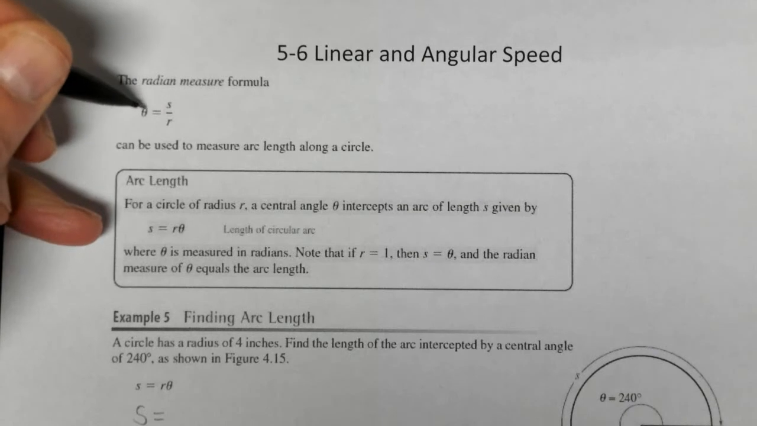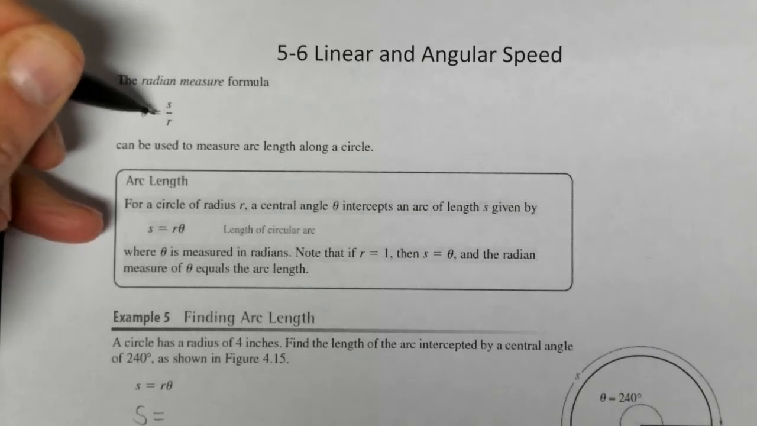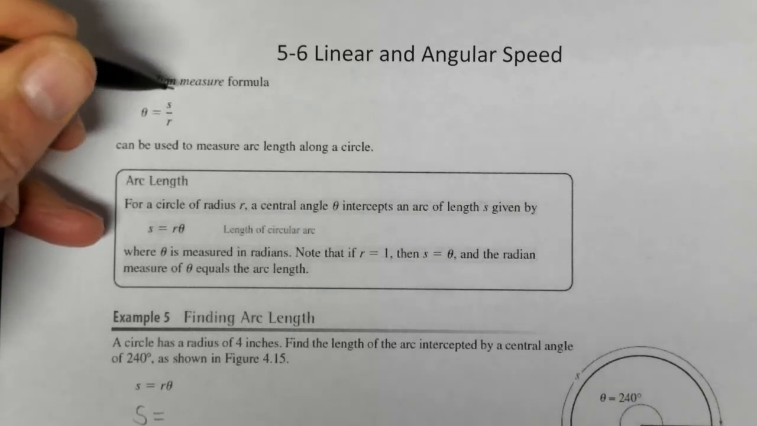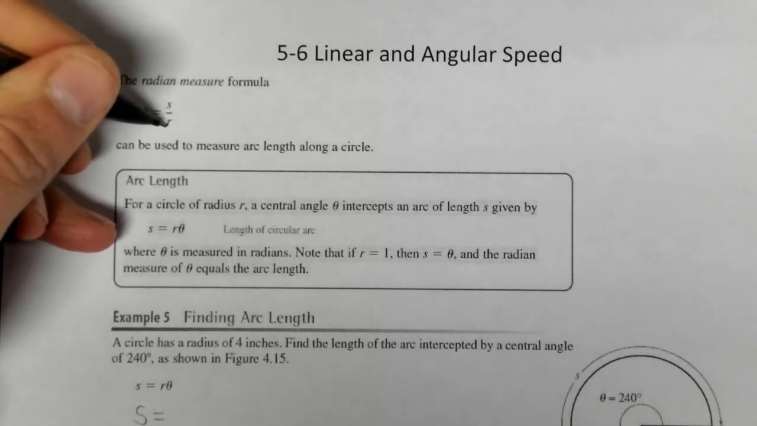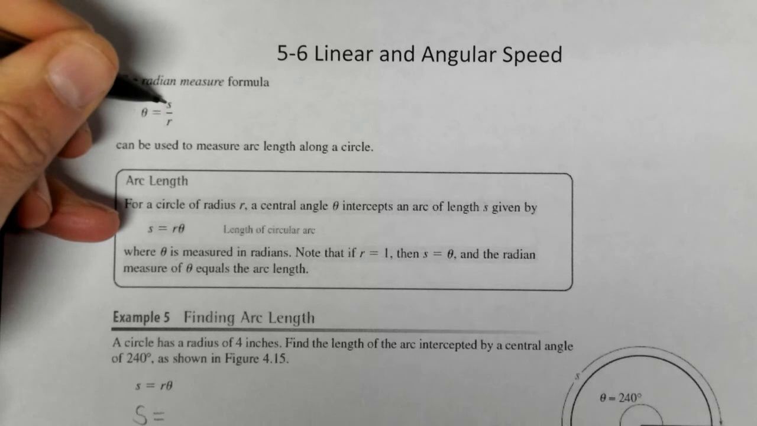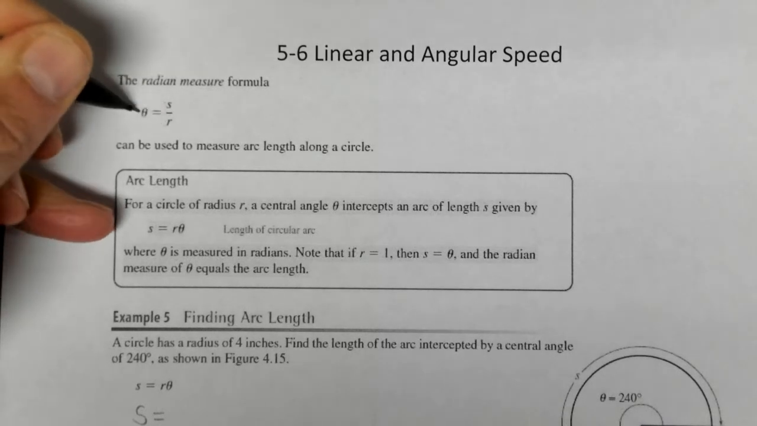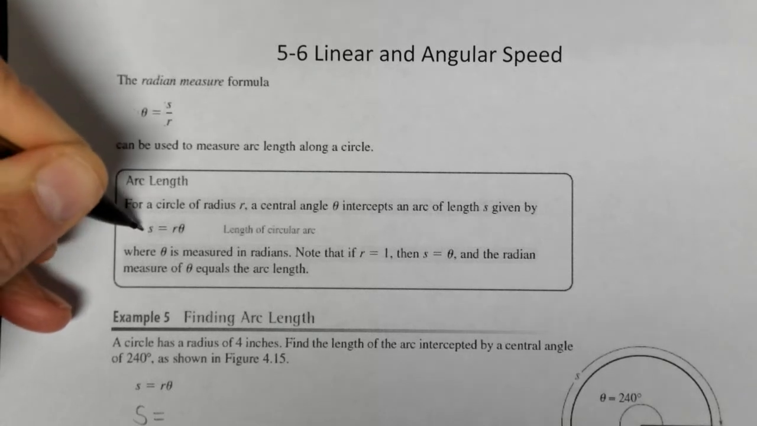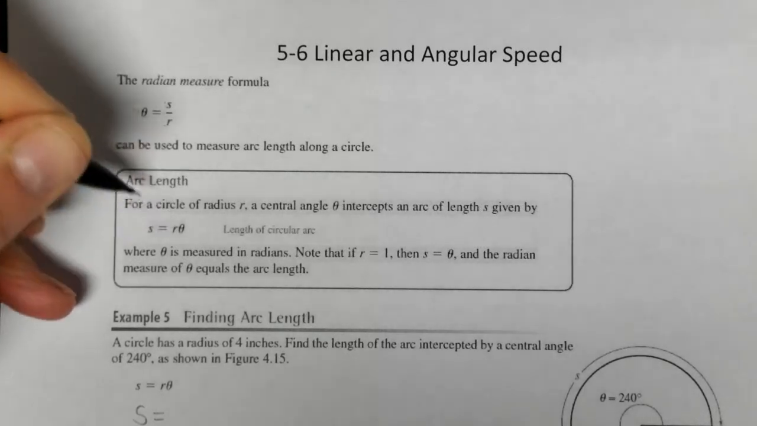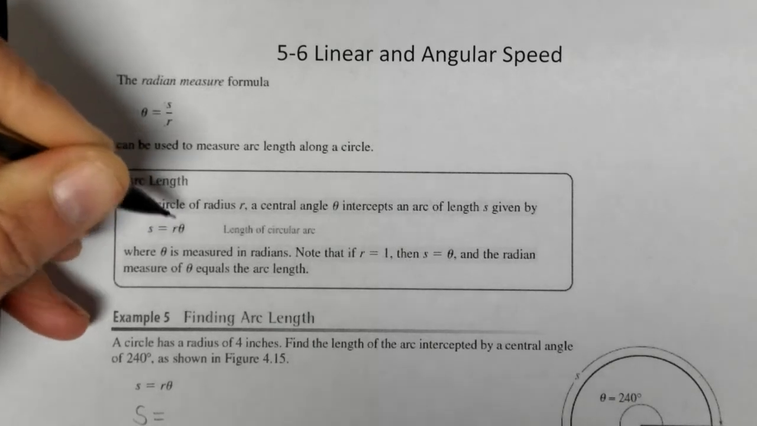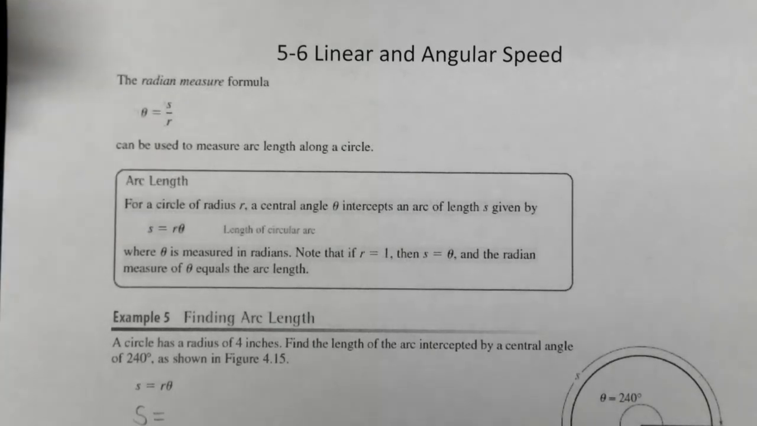So remember, the angle for radians is equal to S, which is the arc length divided by the radius, right? So the arc length divided by the radius is radians. If you just take this equation and rearrange it, you can come up with this equation: the arc length equals the radius times the measure of the central angle.